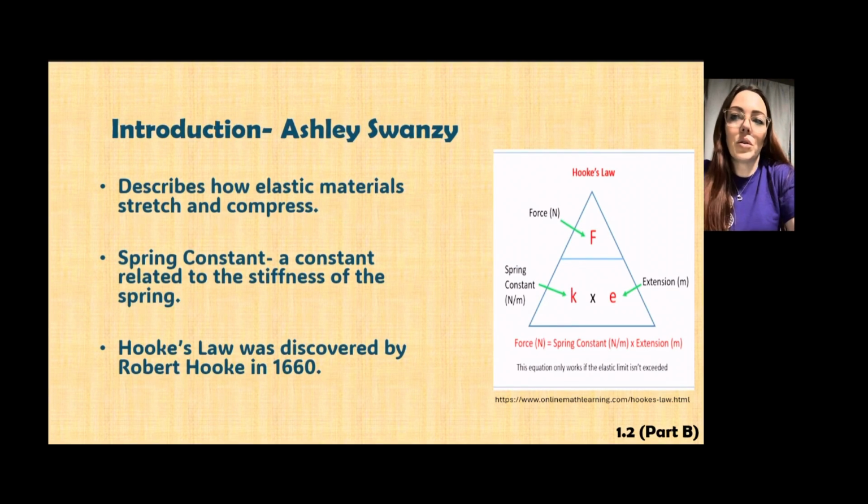So, Hooke's Law describes how elastic materials stretch and compress, such as a spring. One of the key definitions related to Hooke's Law is spring constant, which is a constant that is often symbolized as K, and it's going to tell you how stretchy or stubborn a spring is. Hooke's Law was discovered by Robert Hooke in 1660.